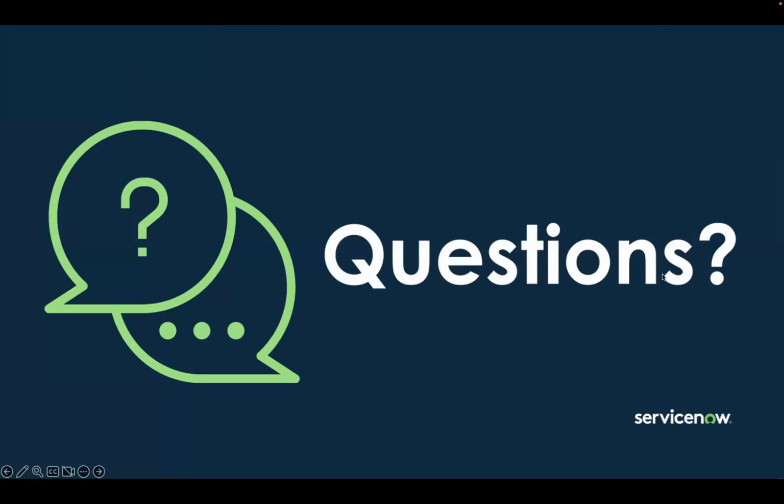Someone's asking, how do I find that white paper that you just mentioned? That white paper is going to be available on the Process Optimization Community FAQ. So if you search ServiceNow Process Optimization FAQ, it should be the first thing that pops up in your browser search. You click on that, and there'll be a link to the white paper in there.